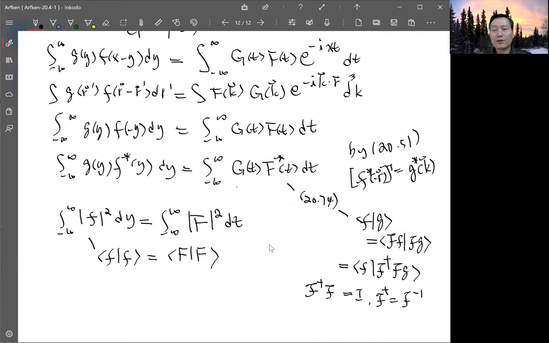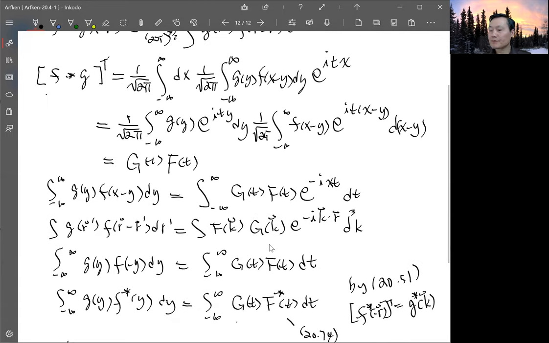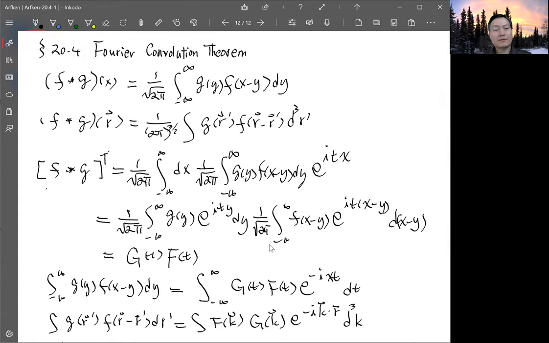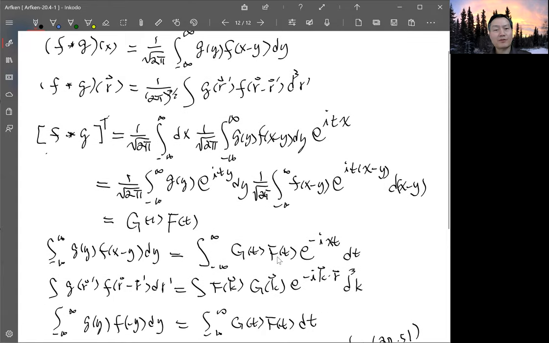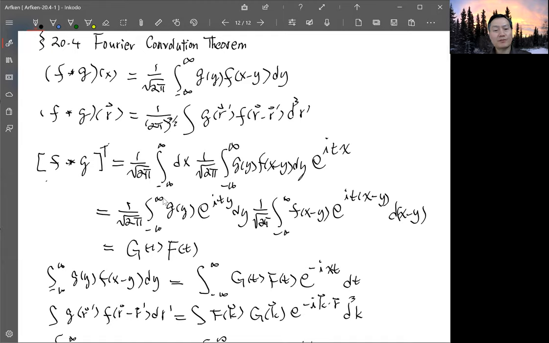Okay, so all these are consequences of the definition of the convolution and the Fourier transform. So next time we'll consider applications and use some examples to show them.